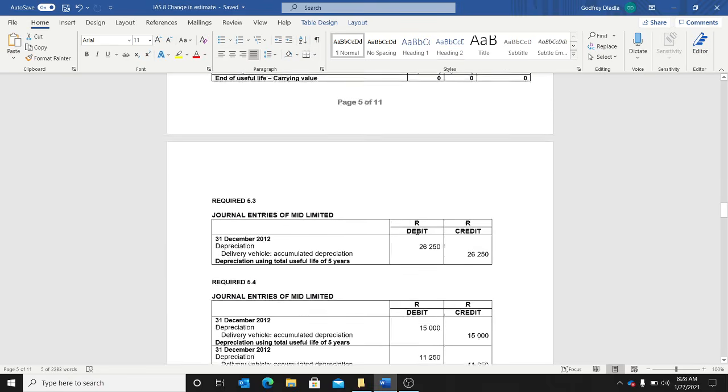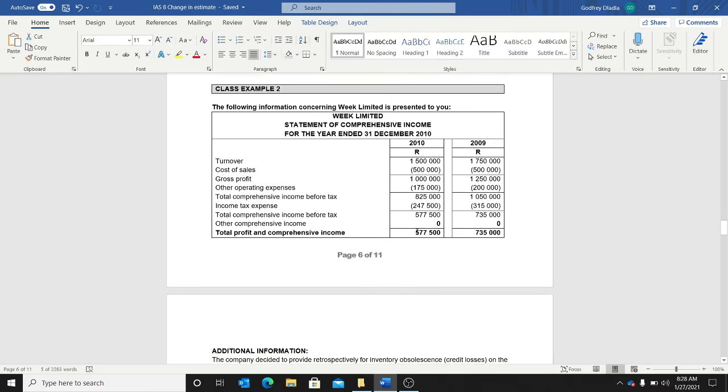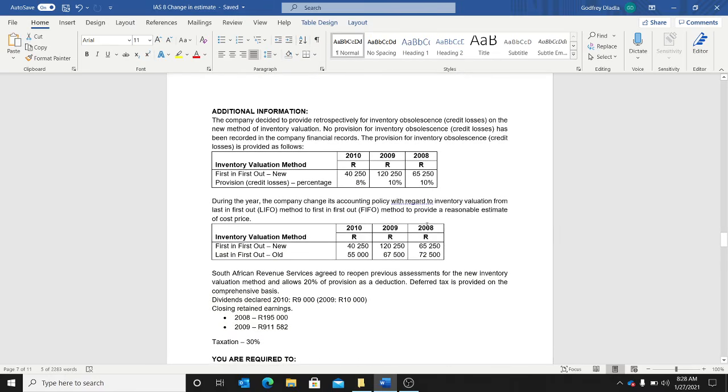Now, what I then said to you guys is that, remember, a change in estimate at level 3 has to do with depreciation, how you depreciate assets, and credit losses, which is provisions. Now, in this exercise here, I will show you how to treat this part here.